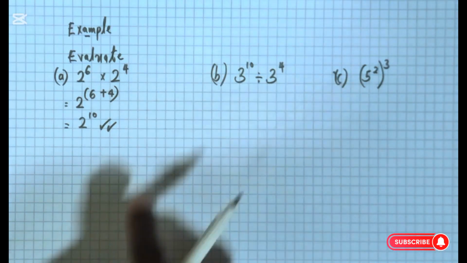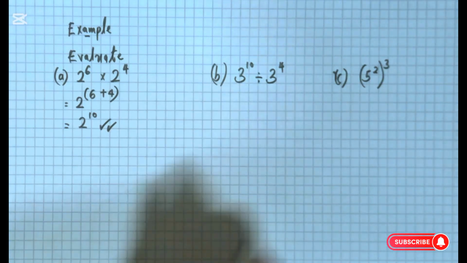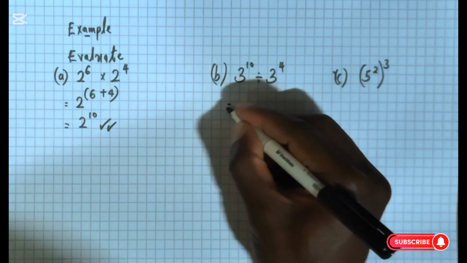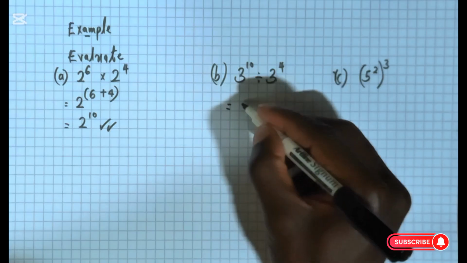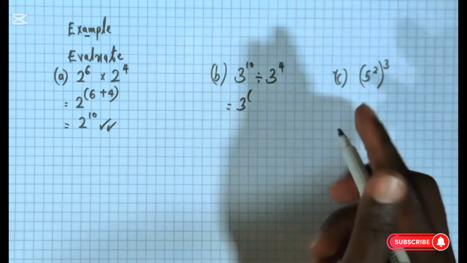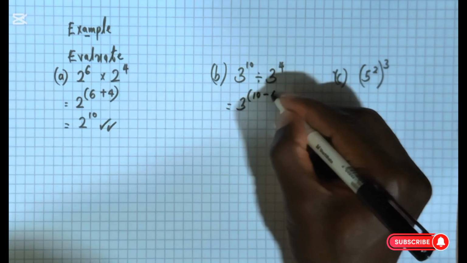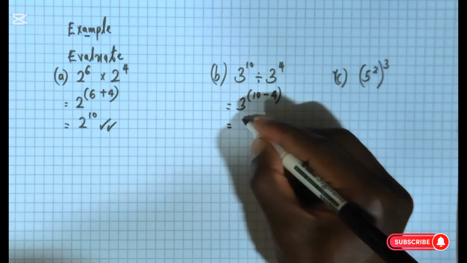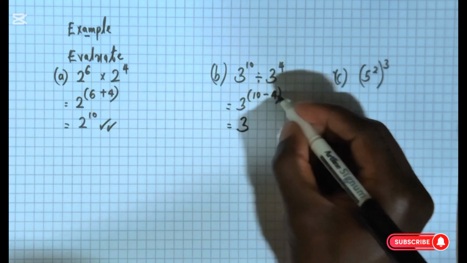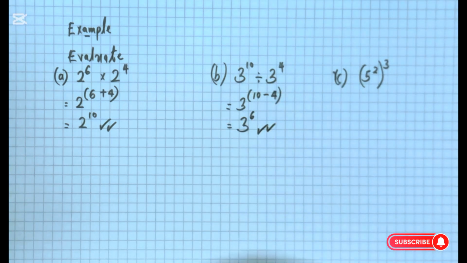And so what do we know about dividing indices with common bases? We are going to apply the difference rule, which simply states that we have to take the difference of the powers. So it's going to be 3 raised to 10 minus 4. This here is going to give us 3 raised to 6, and that there is going to be our answer for that particular problem.